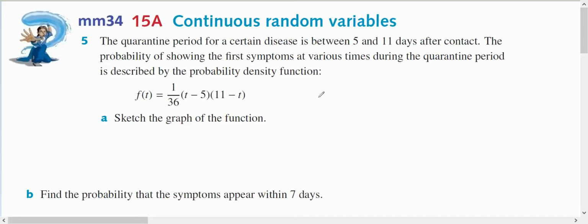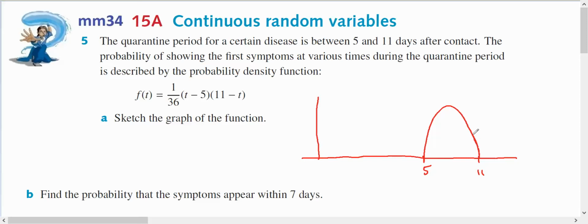So to sketch the graph between 5 and 11 days, I have this negative parabola. That's a parabolic. So that's the graph. So that will be f of t, and that will be t.